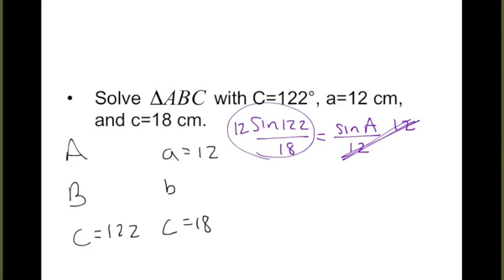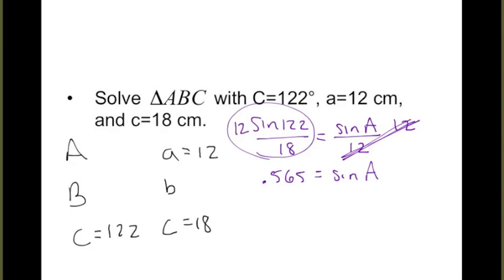And I'm going to type this in the calculator. 12 sine 122 divided by 18. Again, making sure that you're closing off those parentheses after the 122. And I get 0.565, which seems like a weird answer. Like, that would be a really small angle. It's possible. It's just kind of weird. But that's actually not our answer yet, because on the other side of this, I don't just have A, I have the sine of A.